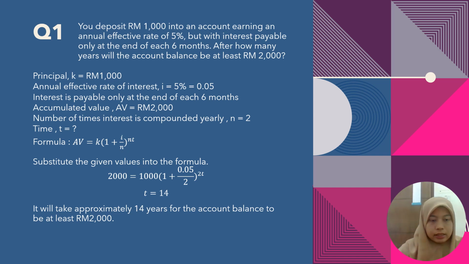The formula for this question is using compound interest. AV equals K(1 + I/N)^(N times T). To answer this question, we must substitute the given values into the formula. We get that 2000 ringgit is equal to 1000 ringgit (1 + 0.05/2)^(2 times t). And then we will get that t equals 14. Hence, it will take approximately 14 years for the account balance to be at least 2000 ringgit.